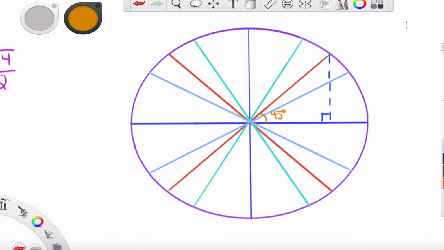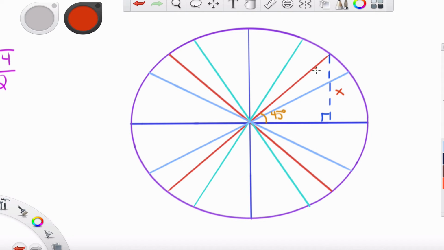I have a new triangle that I've created in order to find the value of cosine and sine of 45 degrees. I've created my 45-degree angle here, and we want to know what is the cosine of 45 degrees and what is the sine of 45 degrees. Well, we know that the side opposite the 45-degree angle will be denoted by x.